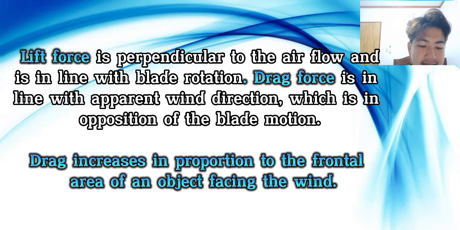So, ang wind turbine blades daw ay gumagana sa pamamagitan ng dalawang aerodynamic forces na ang pag-lift at pag-drag. So, ito daw ay dahil sa hangin at sa airfoil. So, sabi dito, ang puwersa daw ng pag-drag ay naayon sa direksyon ng hangin na sumasalungat sa galaw ng blade. So, ang pag-drag ay tumataas in proportion sa frontal area ng isang bagay na nakaharap sa hangin.